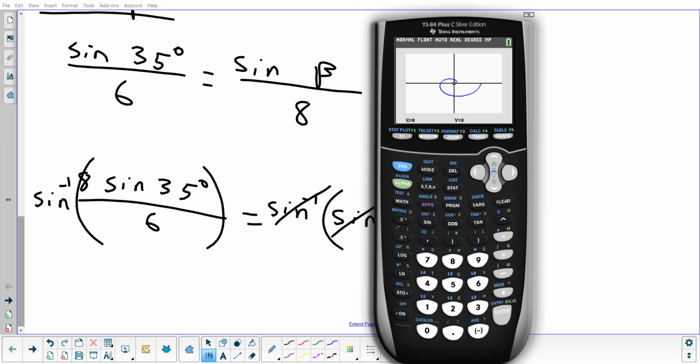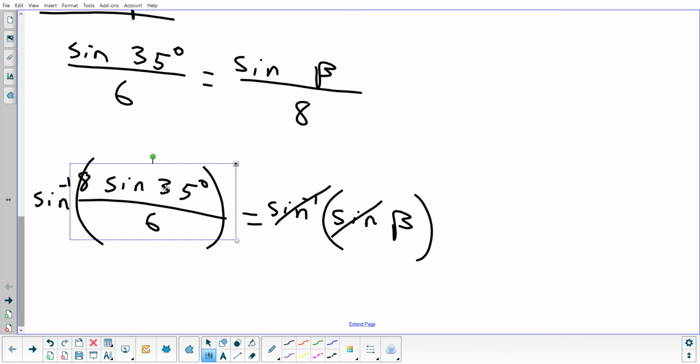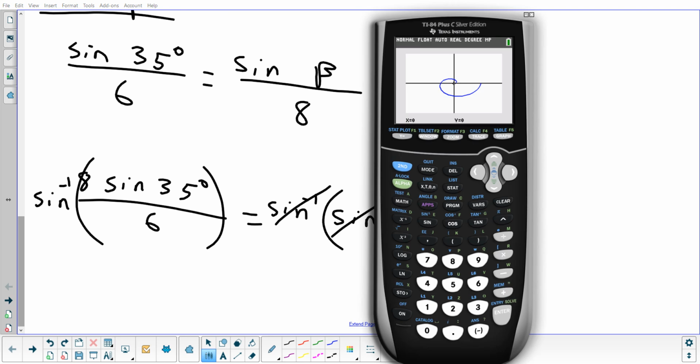Yep, 1 and -1. And it's definitely going to be a positive number, because 35 is a quadrant 1 angle. We know all trig functions come out positive in quadrant 1. So sine 35 is positive, 8 is positive, divide by 6 is positive. So this is definitely going to be a positive number. The question is, is it less than 1? Let's see.